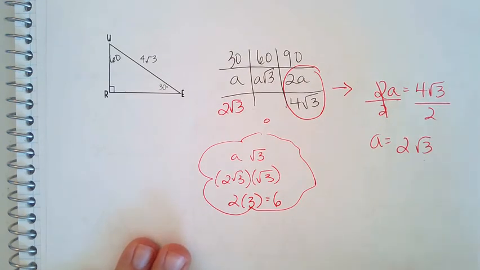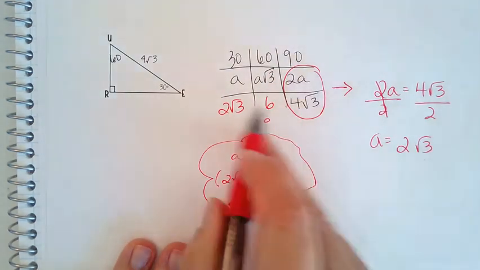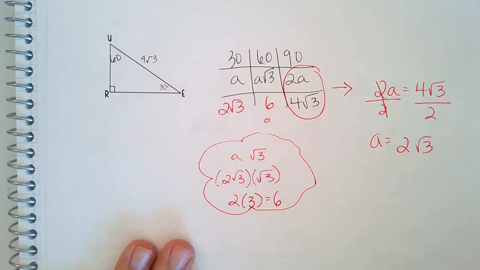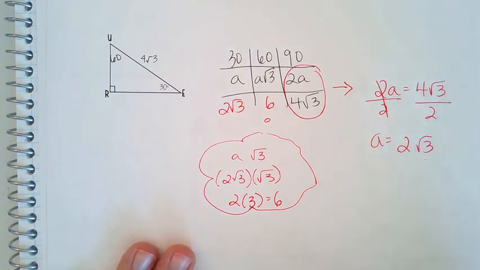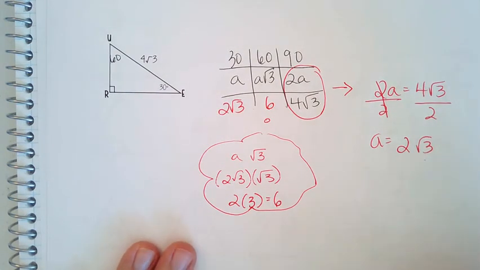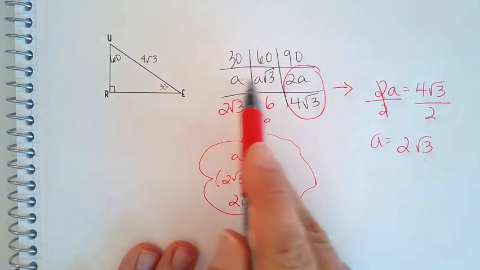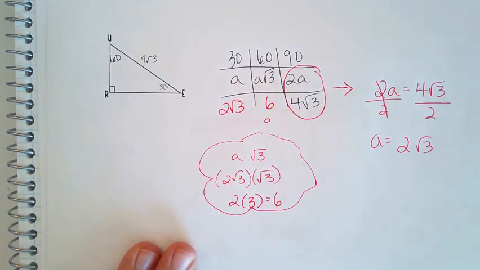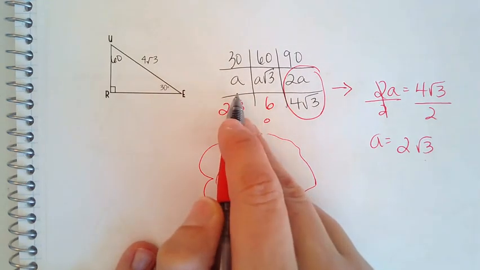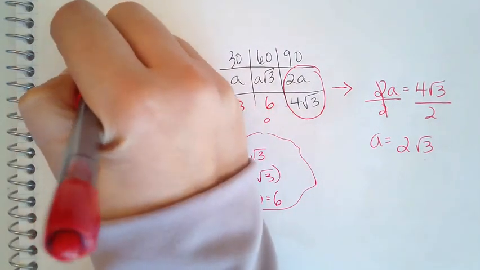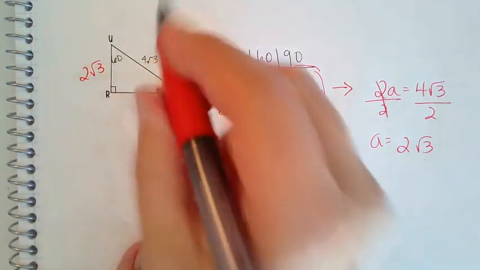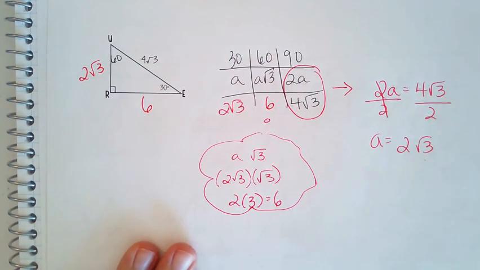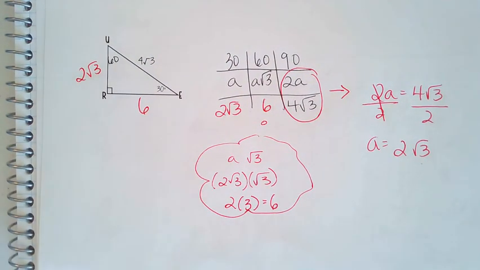I went through that really fast. If you want to rewind and watch that part again, feel free. That gives me 6. And all these answers look very strange, right? But they all come from the fact that these are all similar triangles and we have common relationships here. So the side opposite the 30 is 2 root 3, 4 root 3, and 6. Okay.